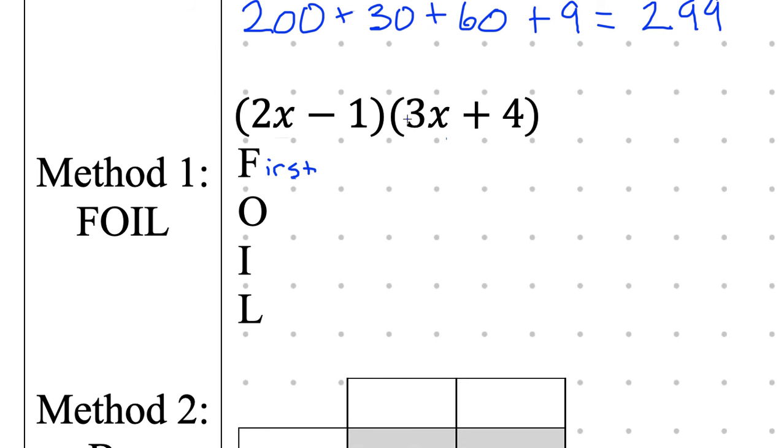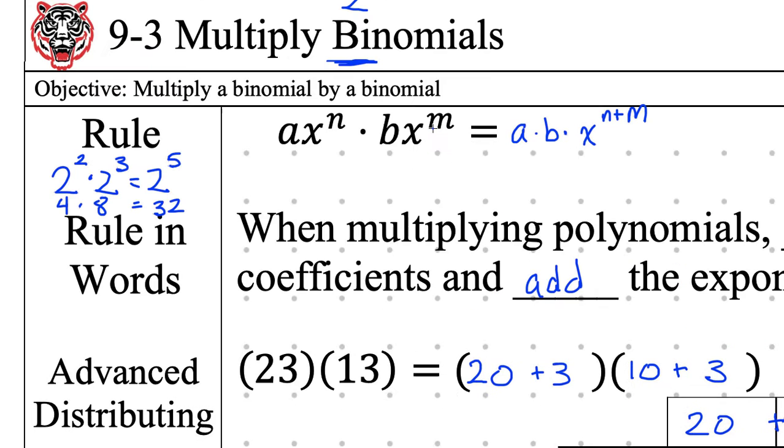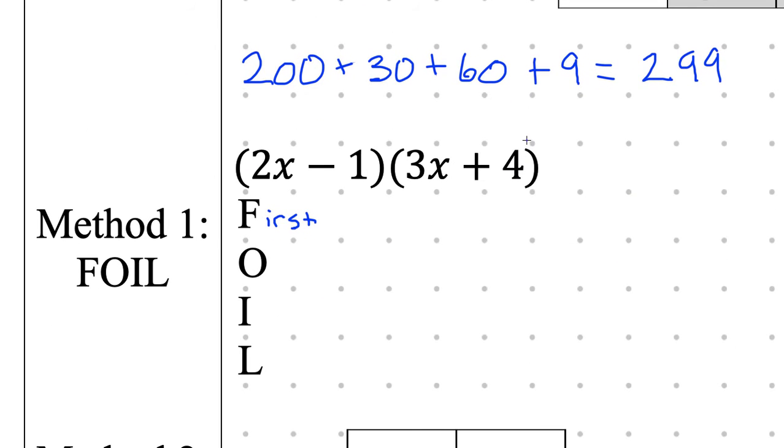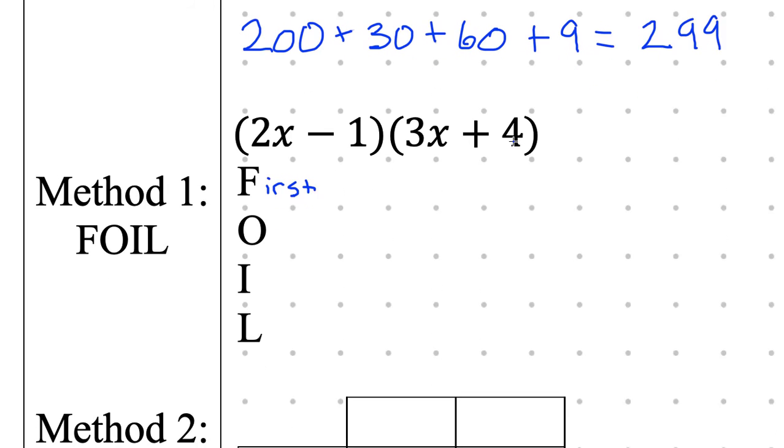So 2x times 3x. And then again, I have to use my rule up here that says I'm going to multiply the coefficients and then add the exponents. Do you remember the rest of it? Isn't this kind of similar to doing like y1 minus y2? Not really, unless there's a connection there that I'm missing, which I might be. I don't know. There might be a connection. I just haven't thought about it before.